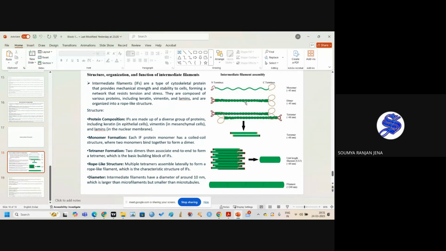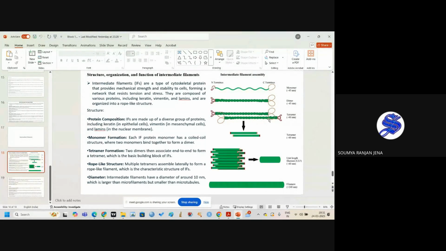And they are composed of various proteins, as we discussed, keratin, vimentin, and laminin, organized into this rope-like structure. This intermediate filament has an N terminus and a C terminus with a monomer-like structure, and this is 45 nanometer, and it will form a dimer structure that is 45 nanometer.